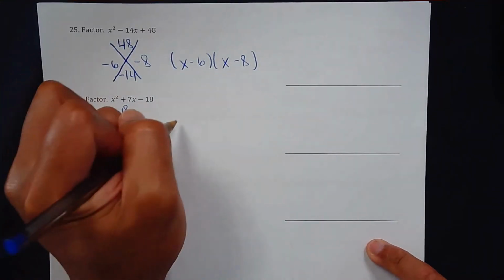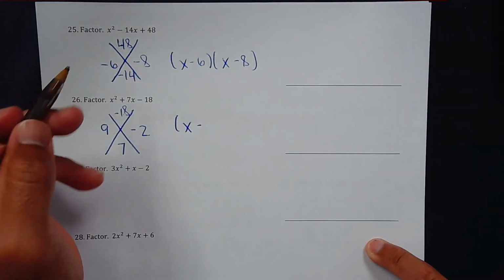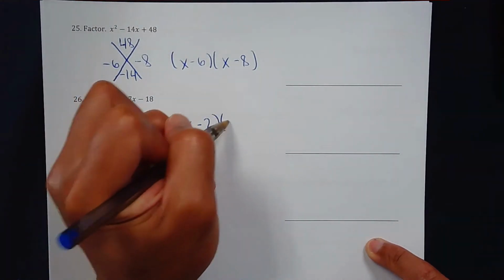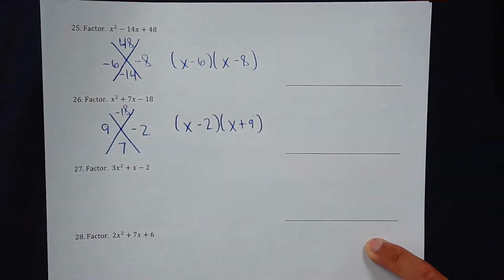All right, so our final answer is going to be x minus 2, I guess since I wrote the minus first, I'll just do that, times x plus 9. Doesn't matter which way you write it.